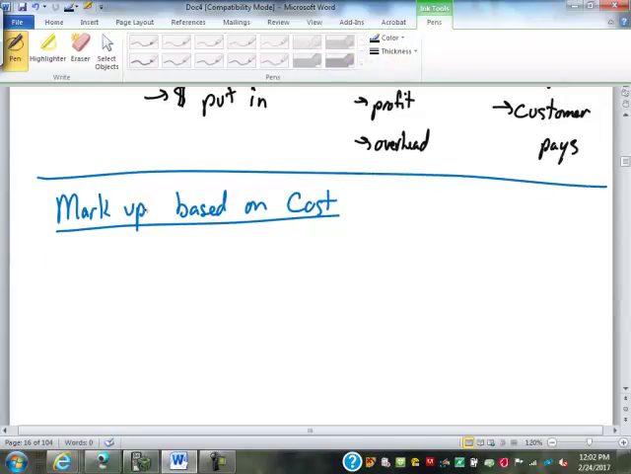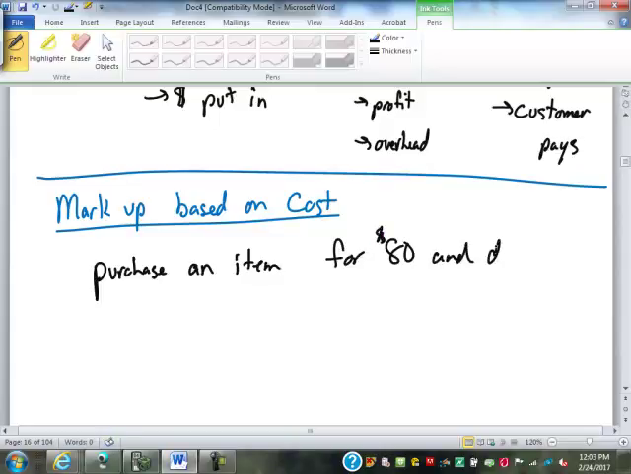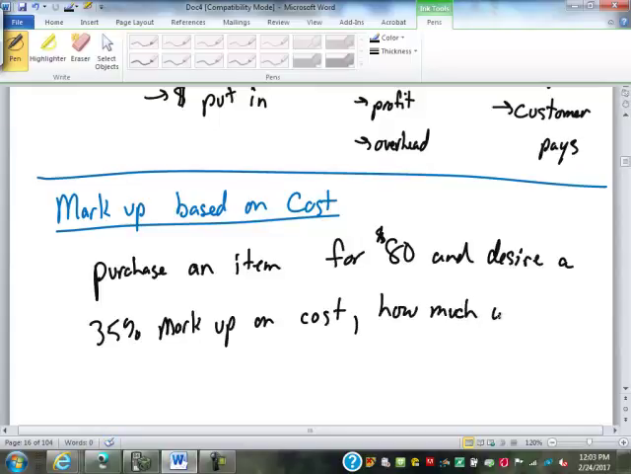So if you buy a product, so you purchase an item for $80, and you want to have a 35% markup on cost, how much would you charge? Or how much would you sell it for?